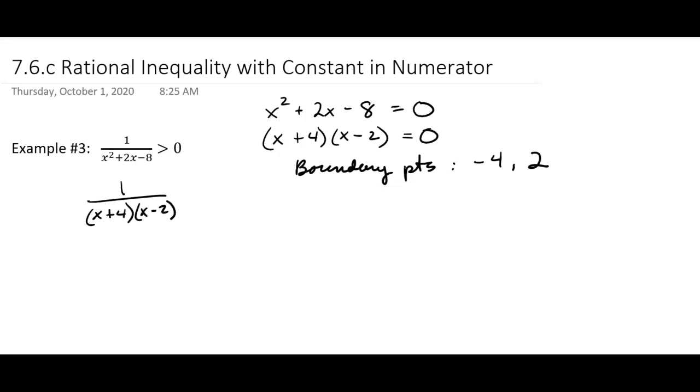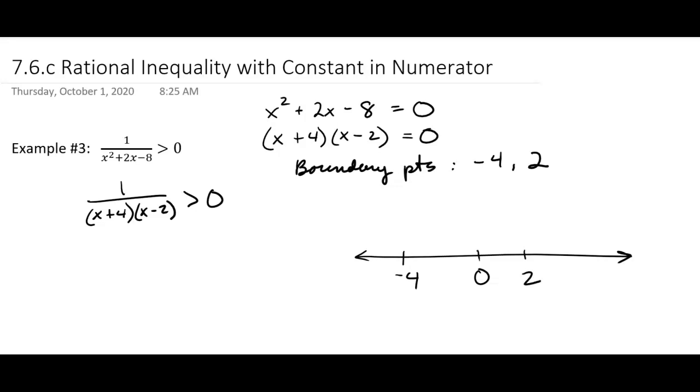Sometimes it helps to do that. And we want this to be greater than 0. So this time the numerator is always positive. So I just need to know, is the denominator positive or negative? I'm going to go ahead and write my number line. Here's 0, here's -4, somewhere down here, here's 2.